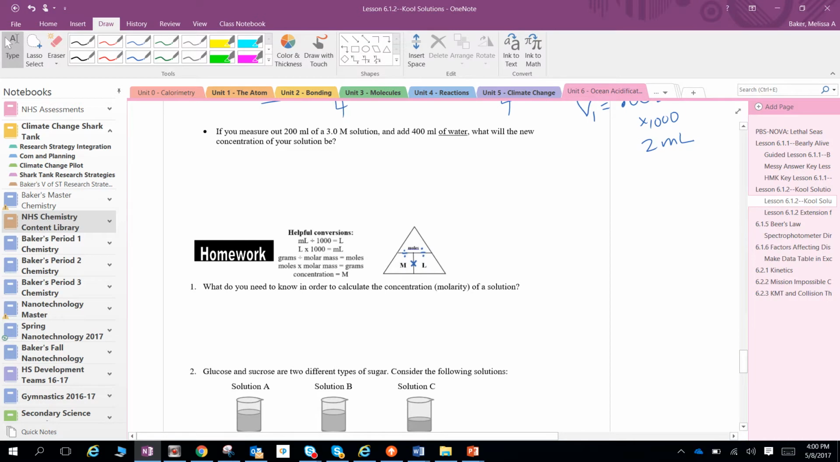And the second one here, what if I measure out 200 milliliters of a 3 molar solution and then I add some water to it? What's the new concentration? Well, let's figure out how many moles of solute I've got. I've got 0.2 liters of a 3 moles per liter solution. That's 0.6 moles. Now my volume has changed. I had 200 mils, now I have another 400 milliliters of water. That's 600 milliliters, or 0.6 liters. 0.6 moles divided by 0.6 liters is 1 molar.